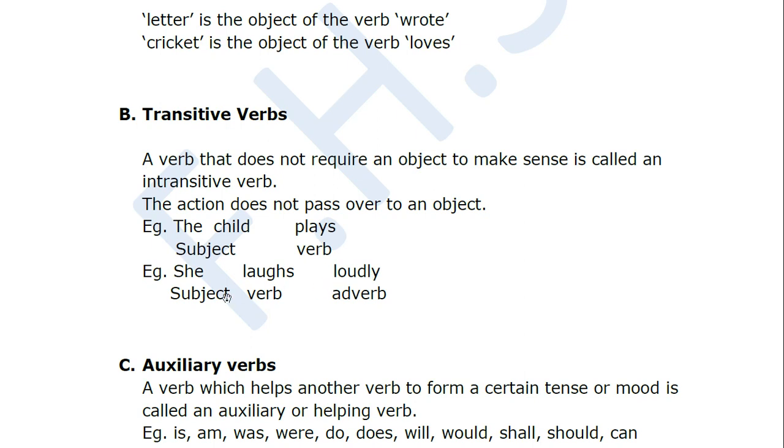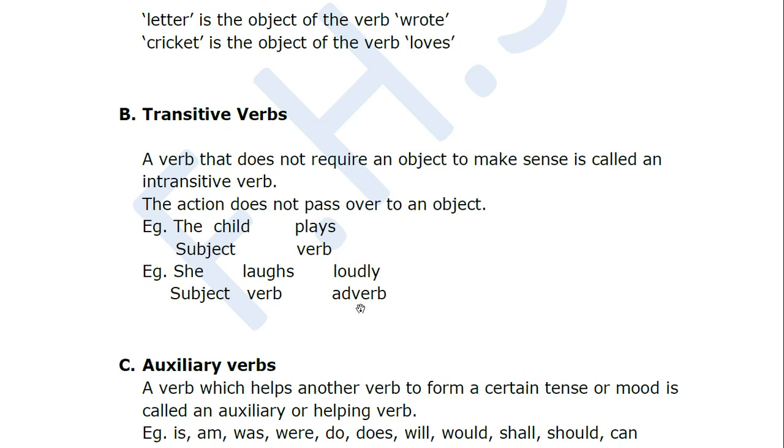Supposing I add, she laughed loudly at her friend. Over here, I had to add at her friend. So now what she's doing, laughing at her friend, so that time the action is passing on to her friend, which is the object. That time it will be transitive. Clear? But since this is not there here, this is the end of the sentence. This is an intransitive verb. There's no object here, right?